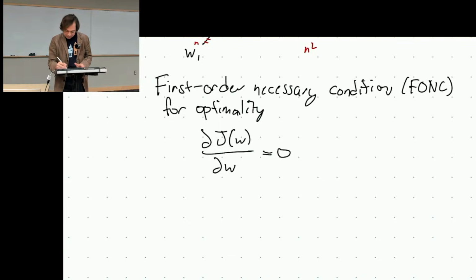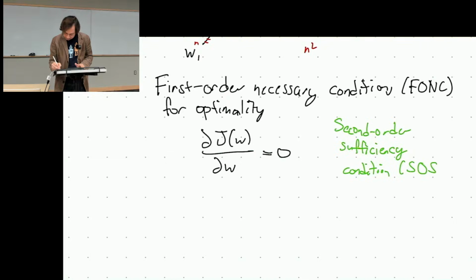I'll put it off to the side. The second order sufficiency condition, or SOSC, which means that the second derivative of J of w with respect to w is greater than 0.